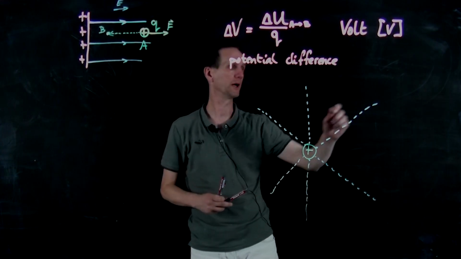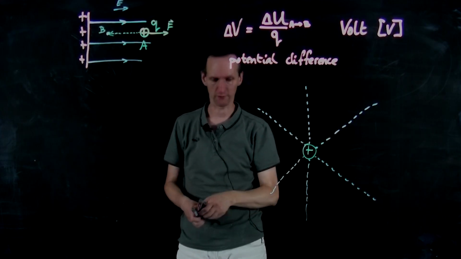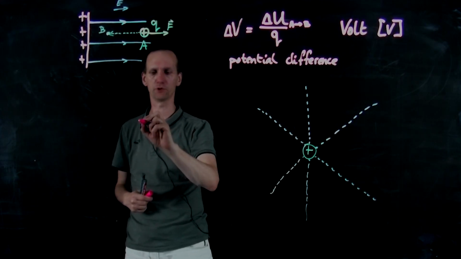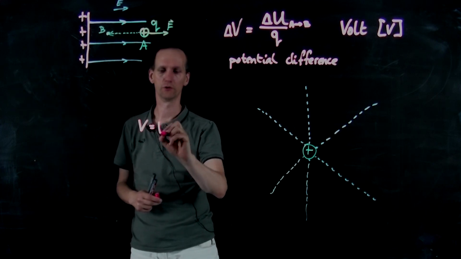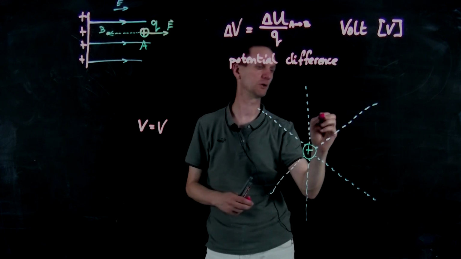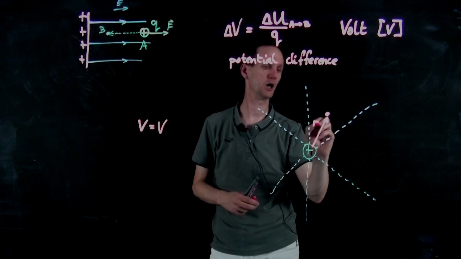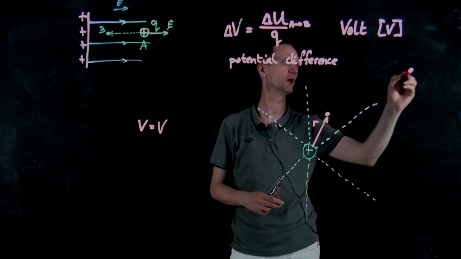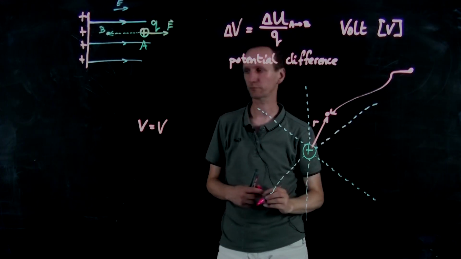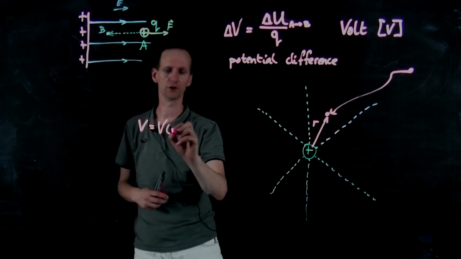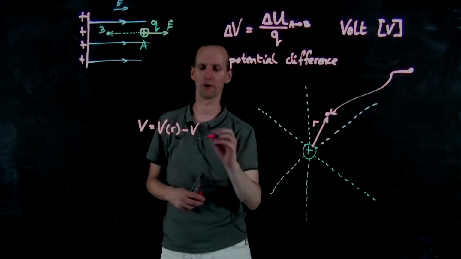And if we now bring a particle from very far away in the vicinity of this particle, we can write for the potential difference that this is equal to the potential at the position where we bring the particle to. So say this is at the position R, so the particle comes from very far away here. We bring it to this position here. And so it's the potential at position R minus the potential at the position very far away.